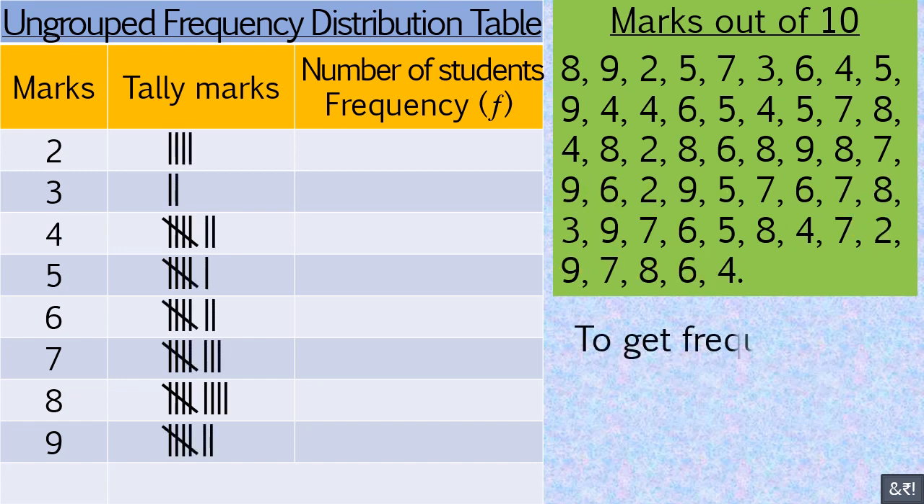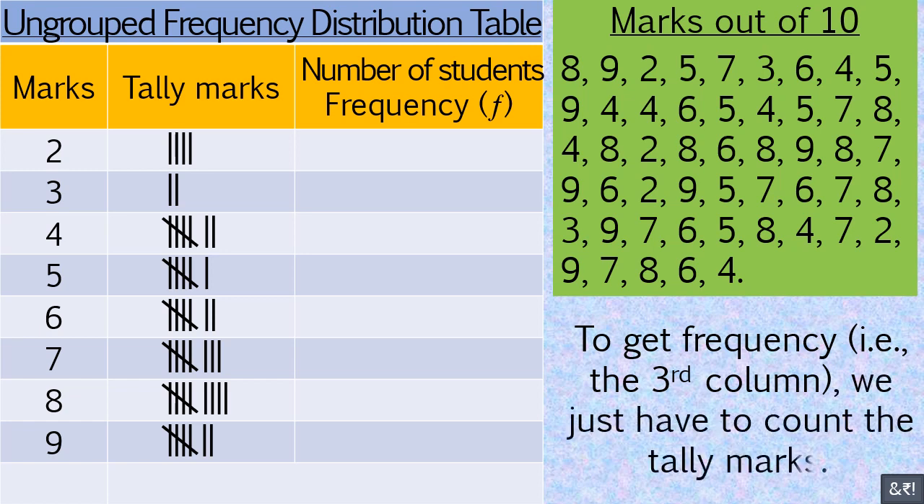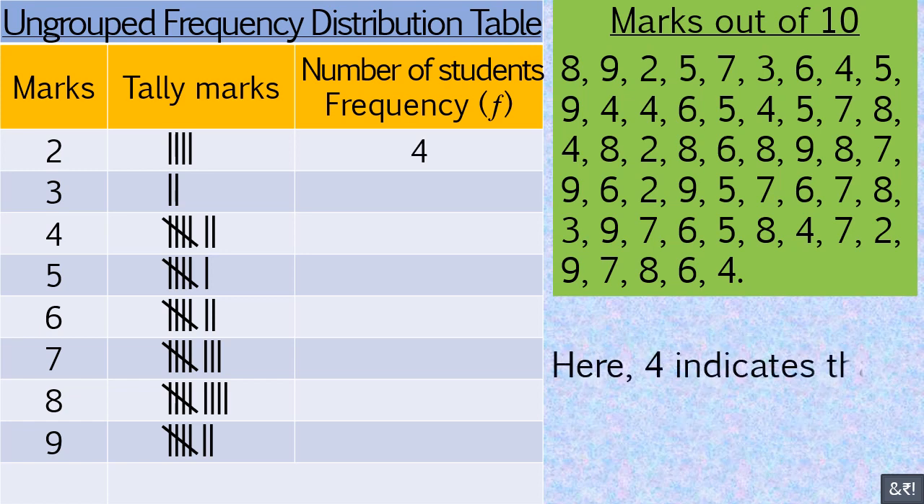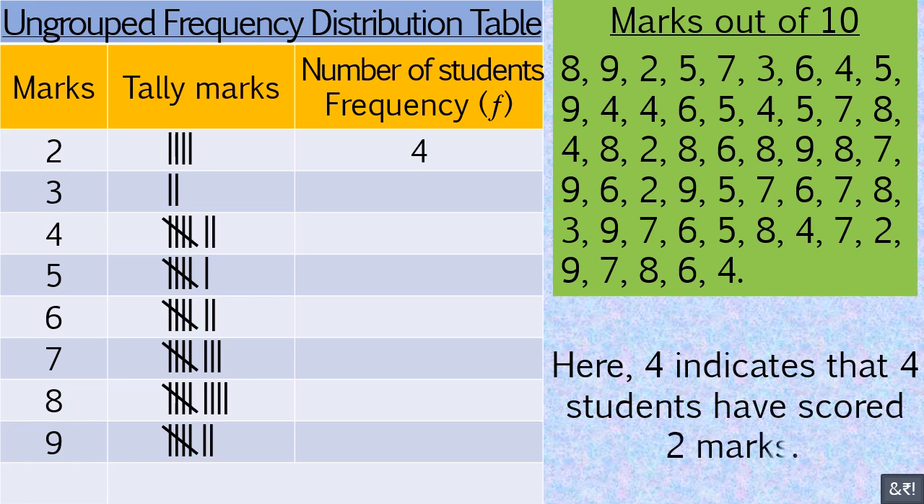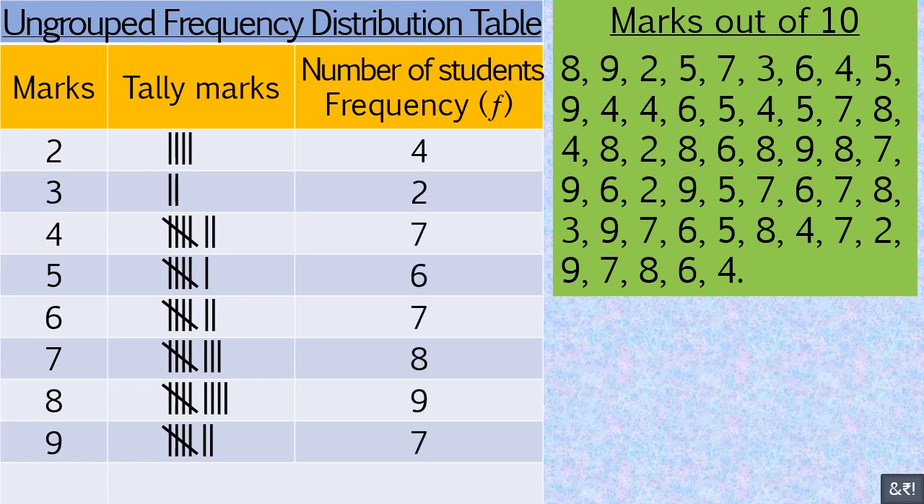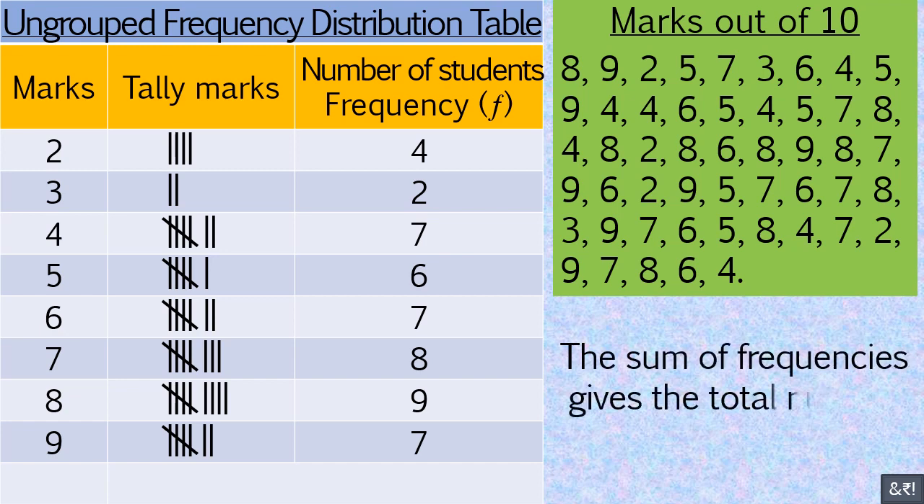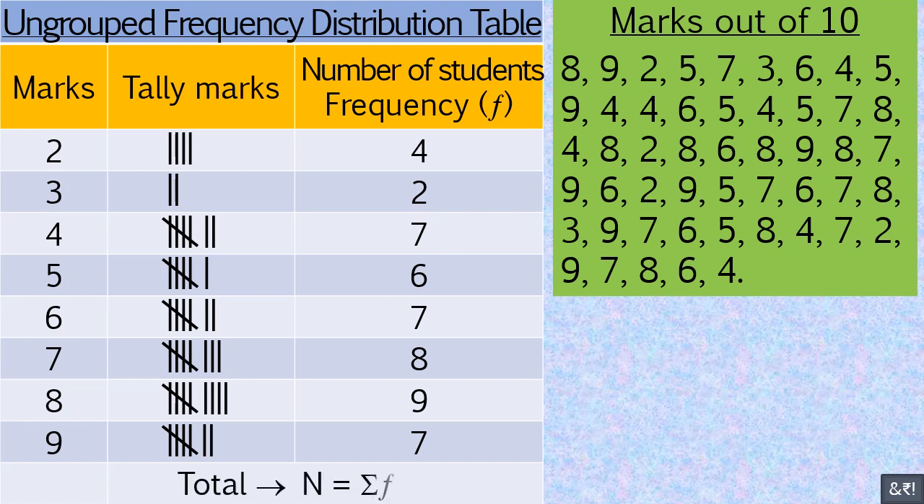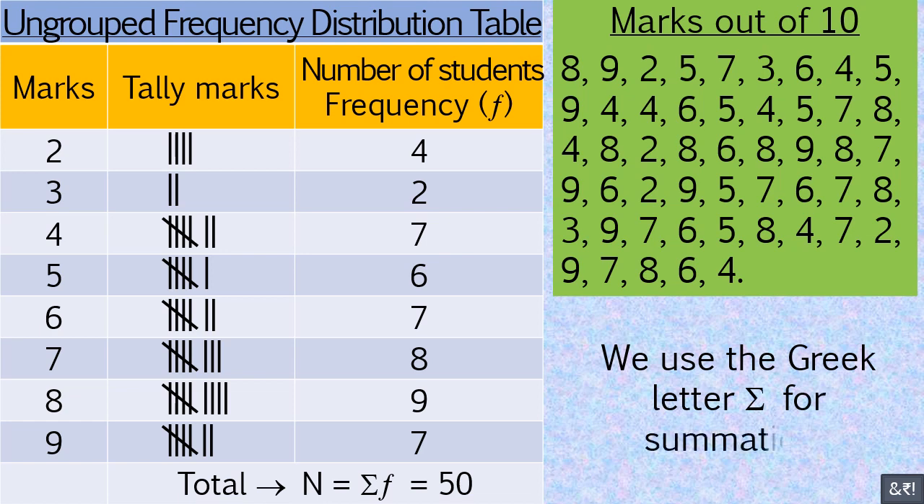To get frequency, that is, the third column, we just have to count the tally marks. Here, 4 indicates that 4 students have scored 2 marks. Similarly, we get the frequency of other scores. The sum of frequencies gives the total number of scores in the data. We use the Greek letter sigma for summation.